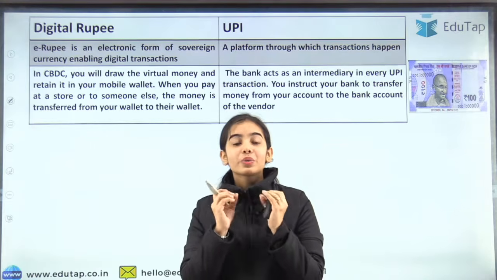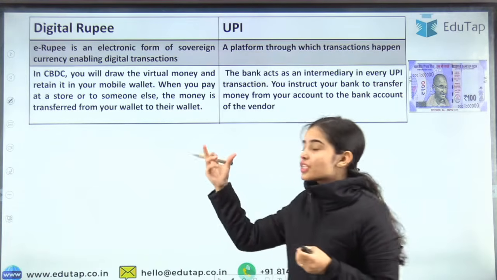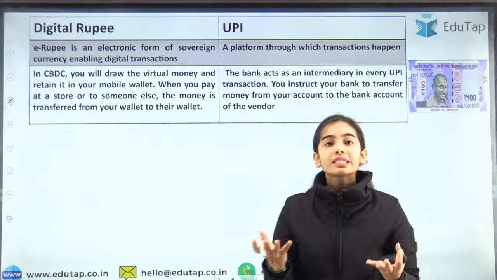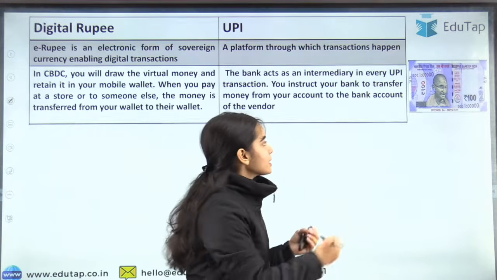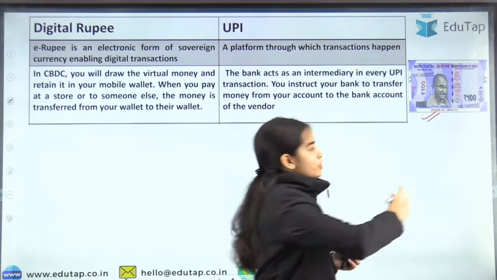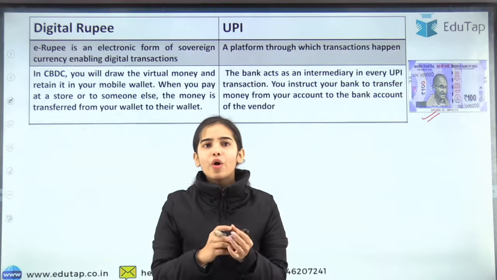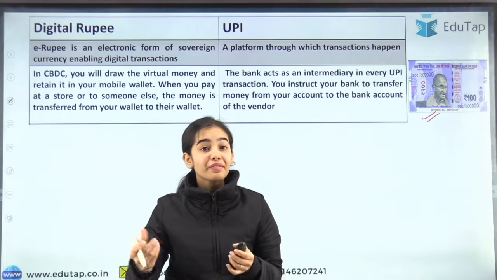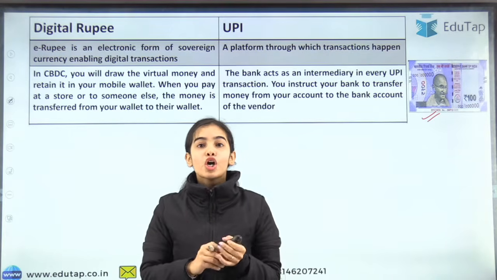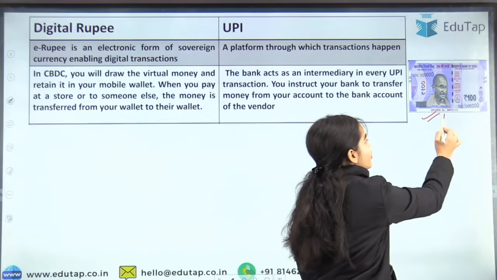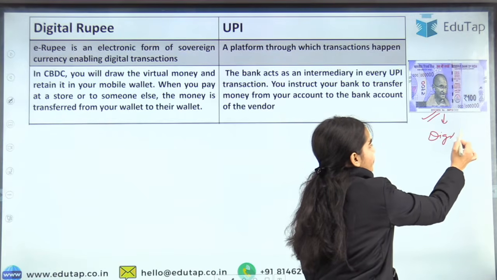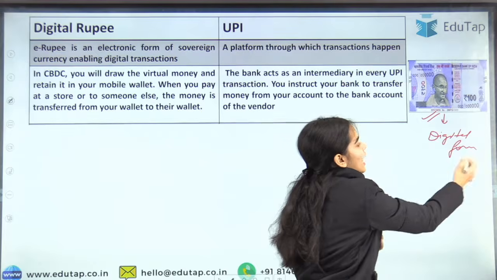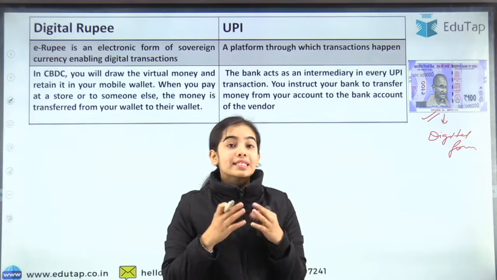So now, starting with today's hot topic, the digital rupee versus UPI. What is the digital rupee first of all? It is the currency that we have in cash form. The currency that you have in your pockets right now, the 100 rupee note, the 500 rupee note, the 2000 rupee note, that currency is now being provided in digital form. So that is the digital rupee, or e-Rupee.